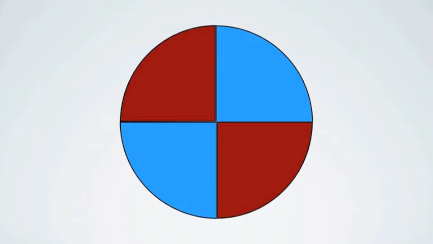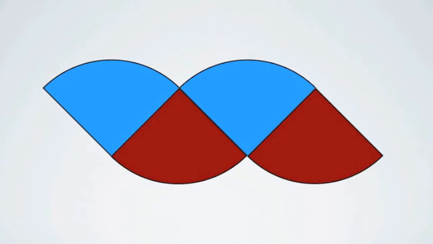So here our circle is cut into 4 equal pieces. If we separate those pieces and rearrange them, we can get a different shape that has the same area. It still has the 2 blue pieces and the 2 red pieces, just arranged differently. I'm going to set that off to the side for right now.